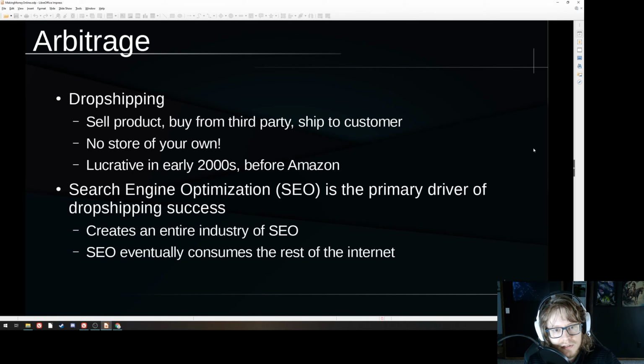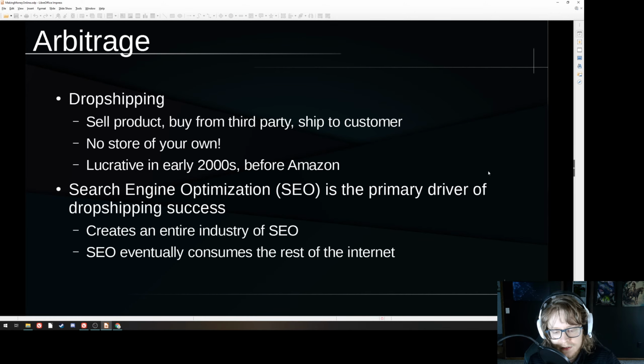So in arbitrage, you sell a product, buy it from a third party, and ship it directly to the consumer, and you have no store of your own. This is the process called dropshipping. In the 2000s, this was a very lucrative business. You would create a web page to sell things, but in reality, whenever you made a sale on your webpage, you would then proceed to place an order at some Chinese company who didn't have a web presence yet in the West, and it would ship directly from them, and you would never actually warehouse it or be responsible for any part of the shipment or anything.